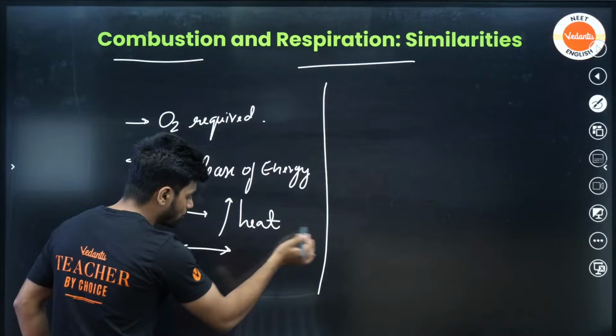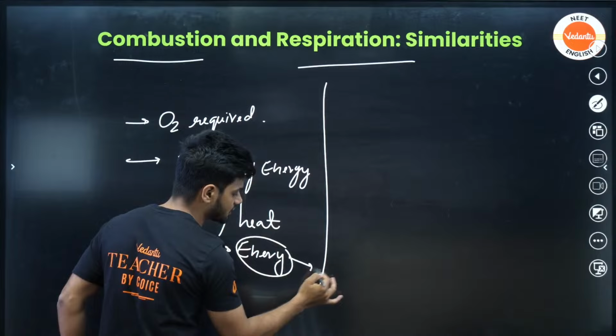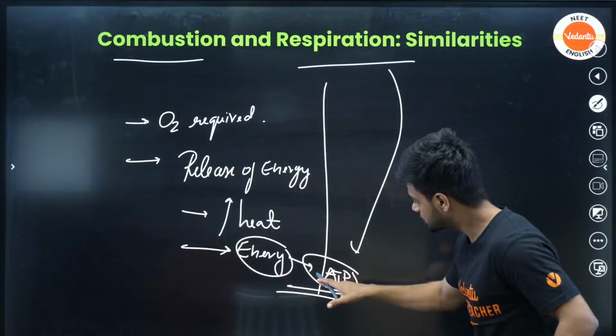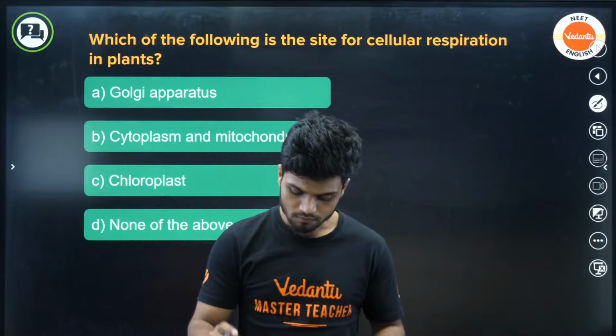In both cases energy is released, and the energy in the case of respiration is trapped as ATP. That is the only difference between respiration and combustion. In the case of respiration, energy is trapped in the form of ATP. Clear?